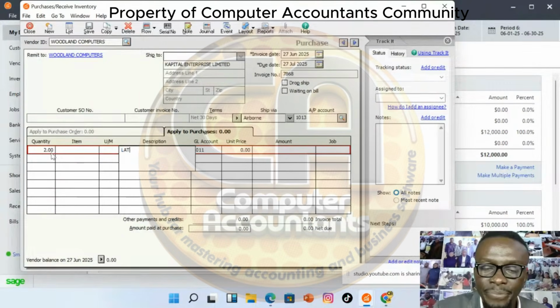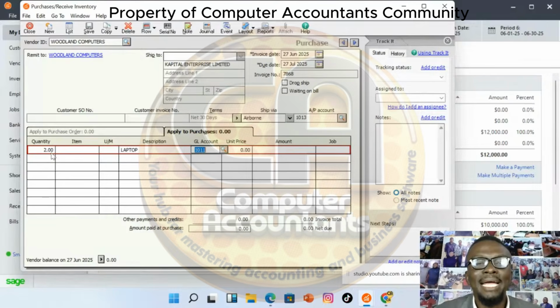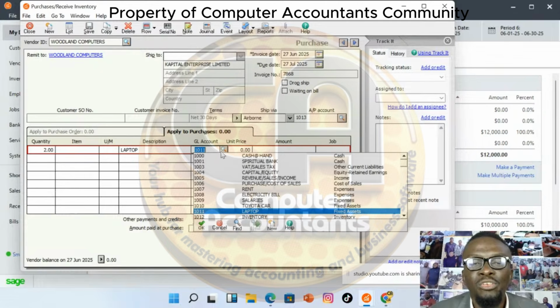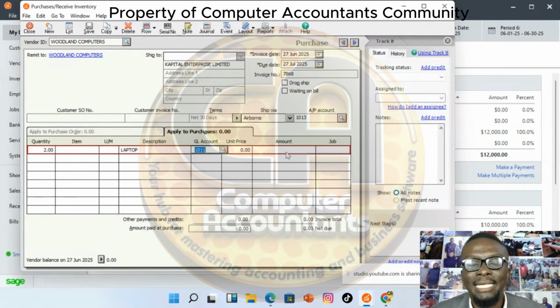You can see laptop is not in our inventory list. So this, you can see the way I'm putting it. It's not part of our item. We are not buying it to resell. It's just an asset that will enable us work. So Woodland is already linked to laptop account under the setup. Now the question says the 2 of them cost 30,000. That means that the unit price is 15,000.